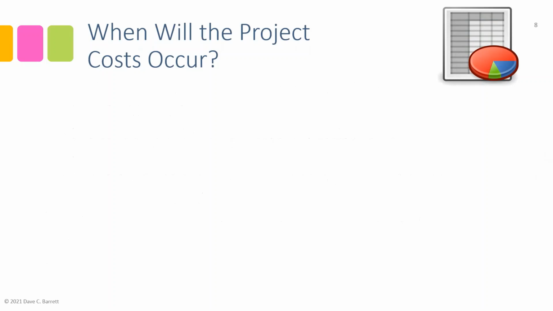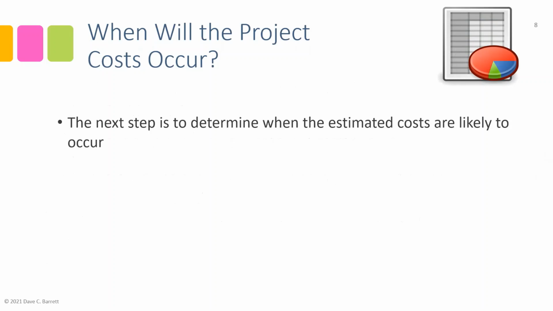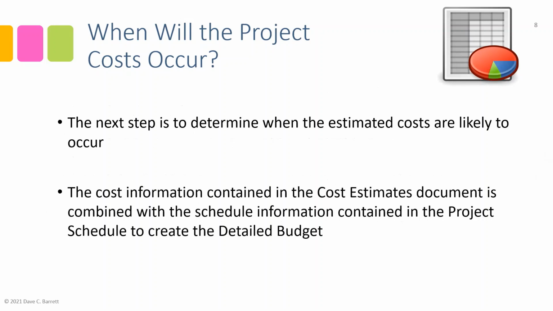It's not enough just to know the amount of the expected costs, but we also need to know when they are expected to occur. So the cost information contained in the cost estimates document is combined with the schedule information. Now, again, whereas previously for the estimates, we were more concerned with the scope, with the work breakdown structure, now we're starting to bring in the schedule and say, well, when are we going to be doing various activities, which will help us determine the timing of the costs. And the document that this will result in is called the detailed budget.